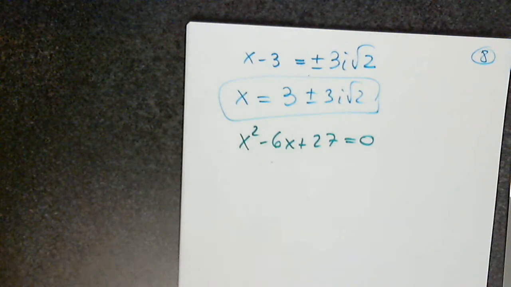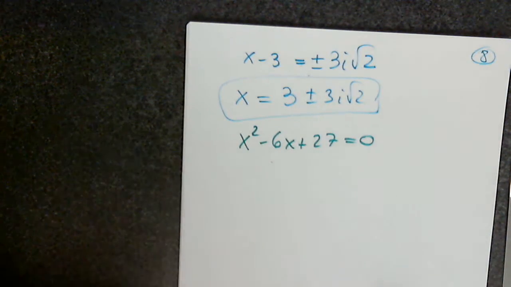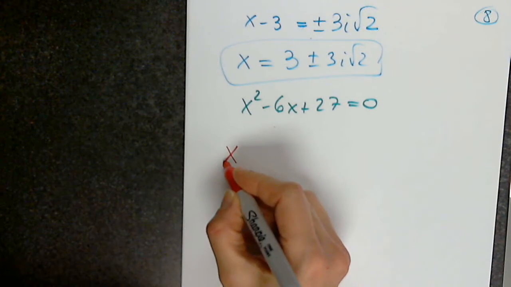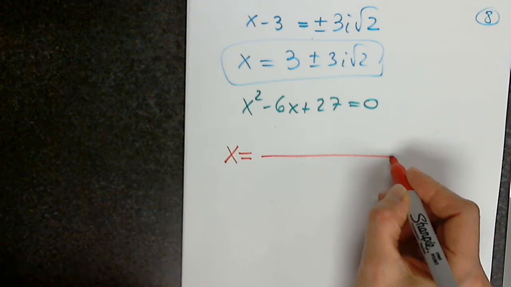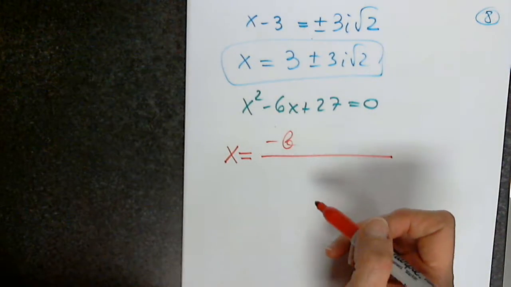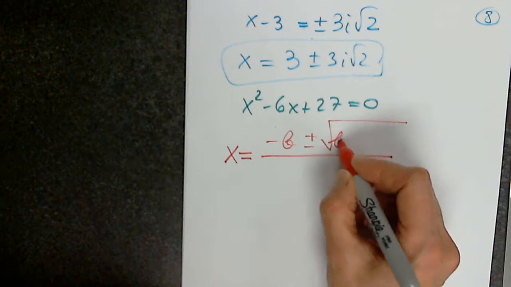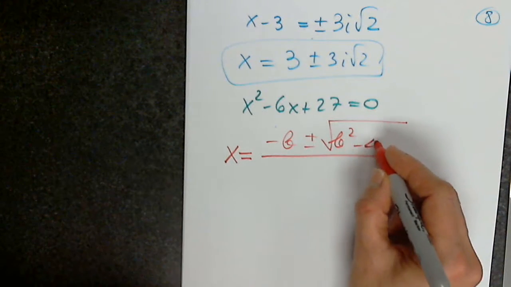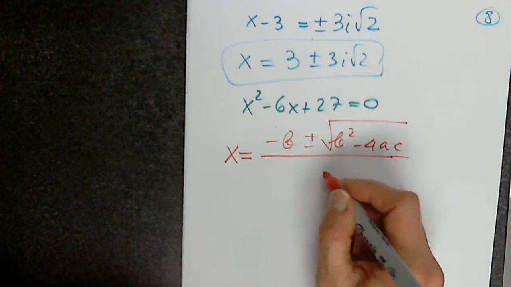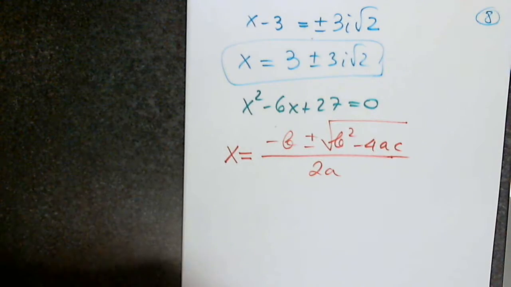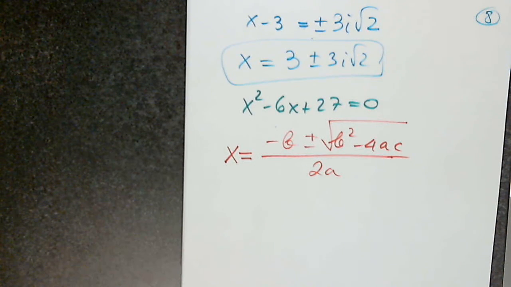Can anyone dictate the quadratic formula? So x equals negative b plus or minus the square root of b squared minus 4ac, over 2a. Awesome. So let's carefully plug it in. And of course, remember we have to get the same answer.